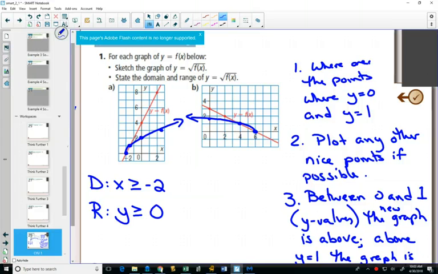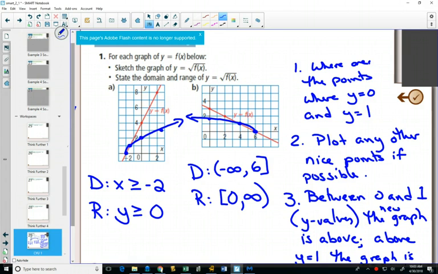The domain for this one, in interval notation, there is no smallest value, and it goes from -infinity up to 6 and includes 6. And our range, it does have a smallest value of 0 and goes to infinity. Always use round brackets with infinities, and square brackets indicate that that value is included.